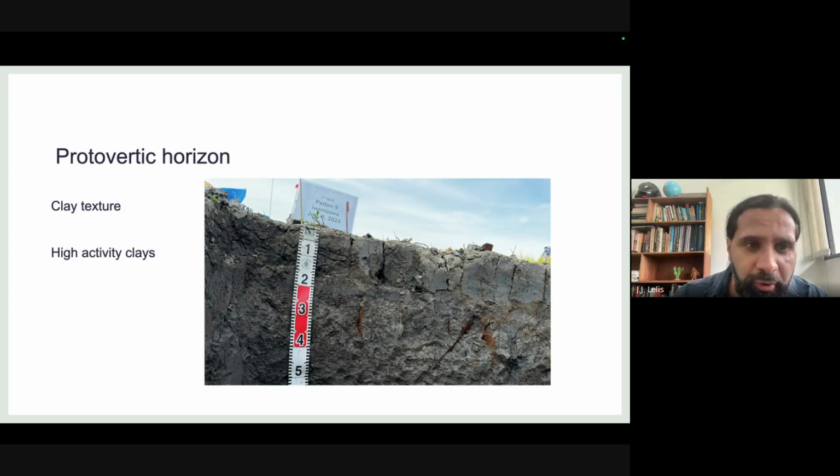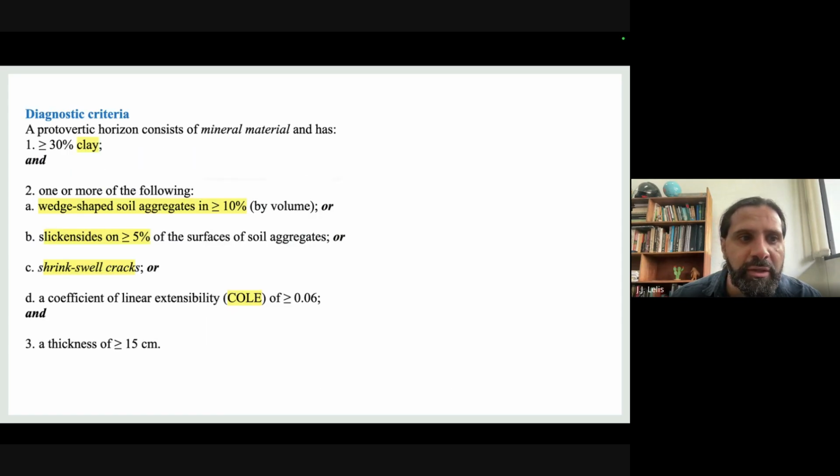We also have the protovertic horizon. The protovertic horizon is a horizon that already expresses some high activity clays, but the features are not as clear as in the vertic horizon. So we have clay texture, we have a high content of high activity clays, but the expression of these high activity clays is not quite clear yet. So we have similar criteria to the vertic horizon, but let's say that they are less demanding, easier to fit.